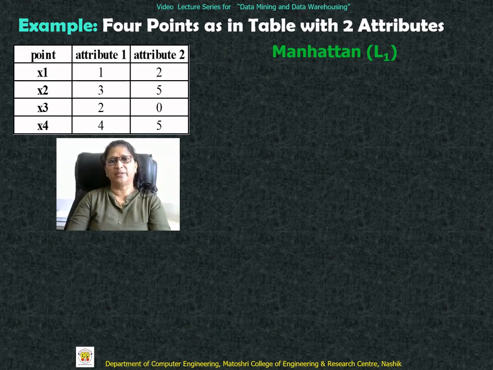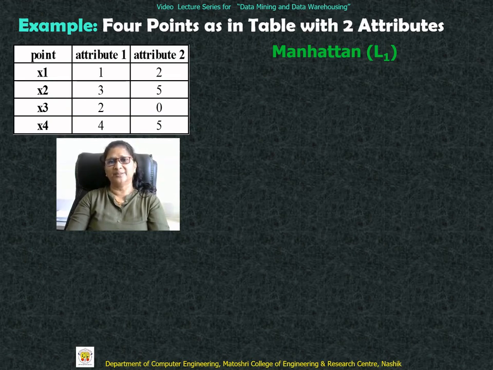So this is an example where we are given 4 points and they are defined with 2 attributes each. And we shall be computing Manhattan distance, Euclidean distance and supremum distance for every pair among these 4 points. Let us start with Manhattan distance, that is L1 norm computation. We know that Manhattan distance is the summation of the difference of every attribute for the given data points, that is the distance between 2 points. So if we wish to compute the distance between x1 and x2, then we have to compute the absolute difference between 1 and 3, plus 2 and 5. That is going to be the Manhattan distance.